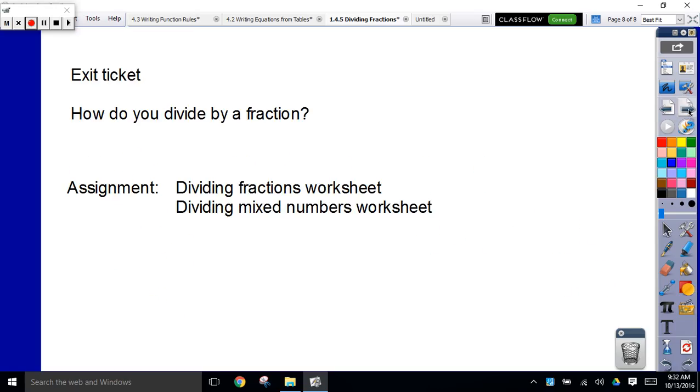Your exit ticket is just to write down, explain, how do you divide by a fraction? You can put it right on your paper. I'm going to come around and check that, and then I will also give you the worksheet, which I believe is a 2-sided worksheet that has regular fractions on one side and mixed numbers on the other.